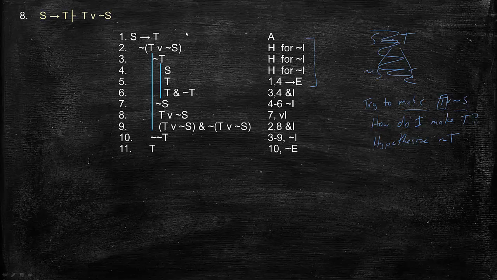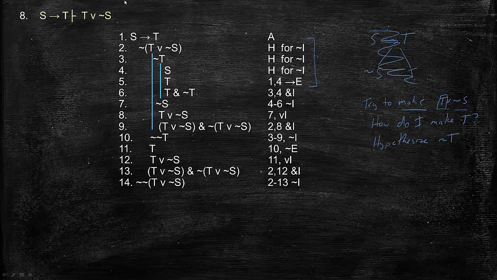Now, of course, what you actually want is T, right? But remember, you're still in another hypothesis for negation introduction, but now you can see that you can do the same thing, right? T or not S by 11 in or introduction, and exactly the same move, contradiction between 2 and 12, and that allows you to assert the negation of the original hypothesis, and voila.